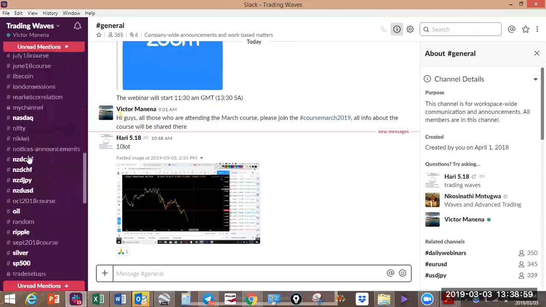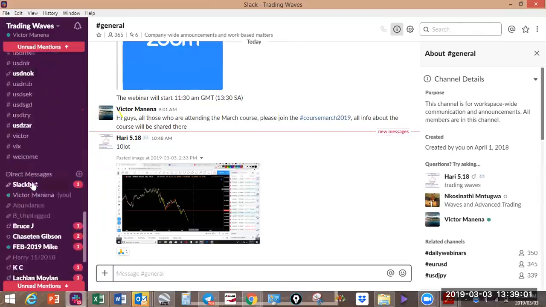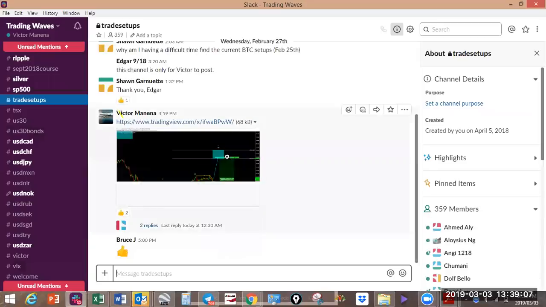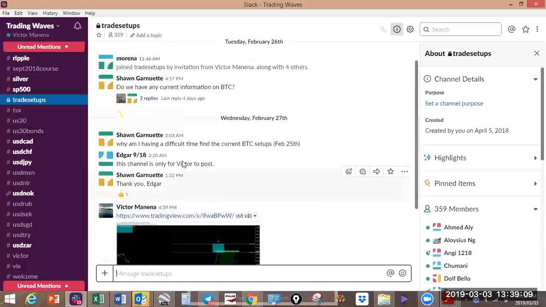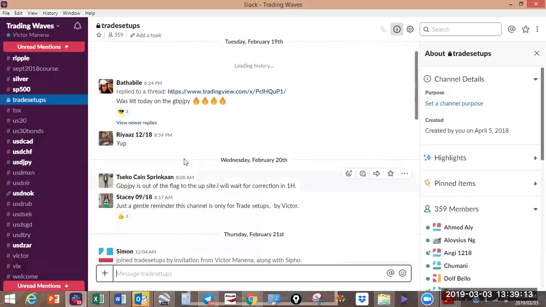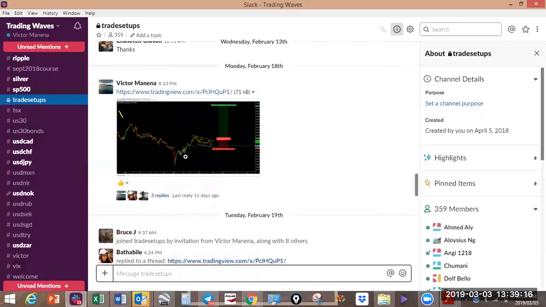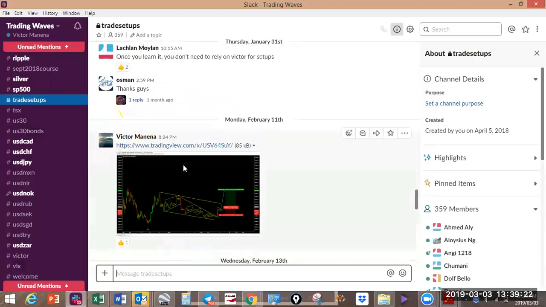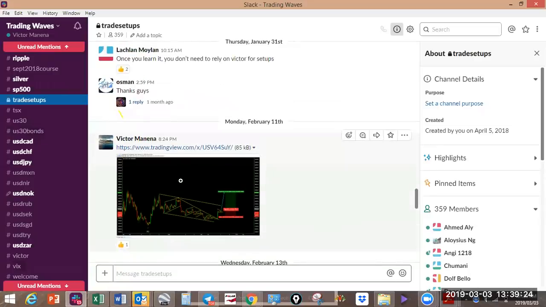All right, so we looked at some of the trade setups. Trade setup is a channel that we have in Slack where I post my setups. We spoke about these setups last week. I'm just going to look at one of the main ones that we were looking at. But before that, let's talk about Bitcoin as well. We'll start with Bitcoin because we're going to start with Bitcoin when we start with the analysis.